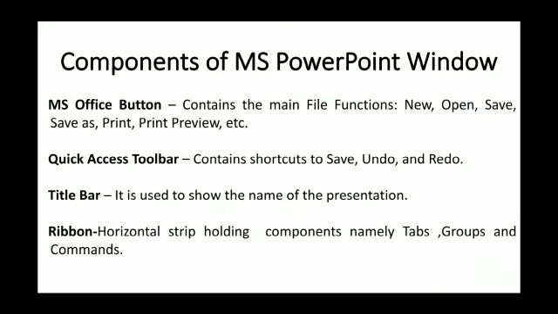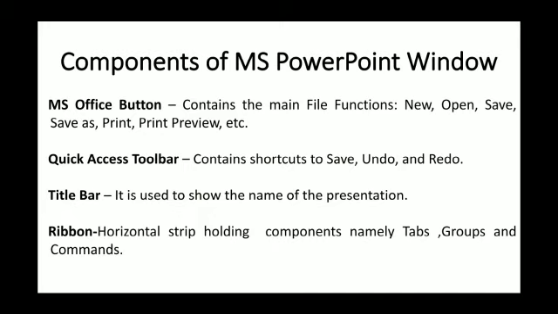Okay, these are the components of the Microsoft PowerPoint window. The MS Office button contains the main file functions: new, open, save, save as, print, print preview, etc. You already studied this MS Office button in MS Word also. The same options you are getting here in the Microsoft Office button. In Word also the same options are there. In MS PowerPoint also you are going to study the same options.